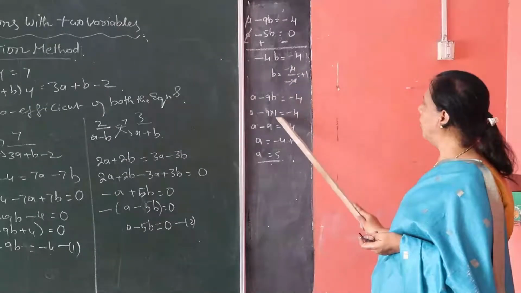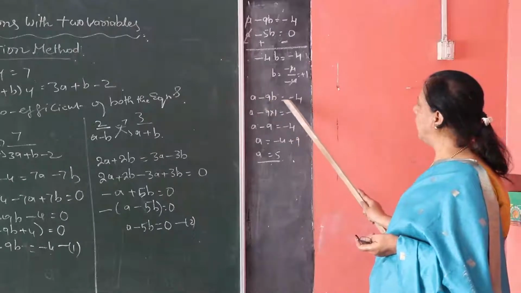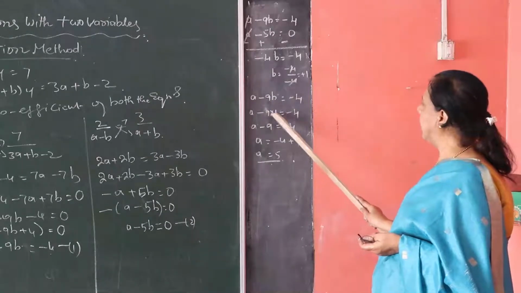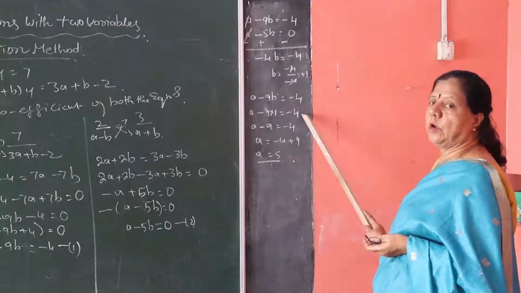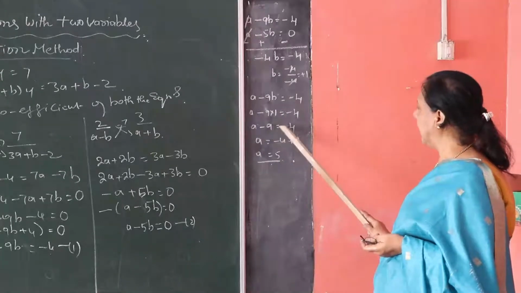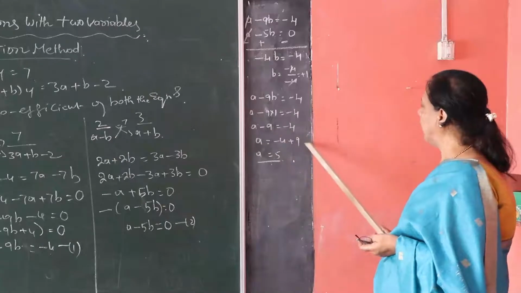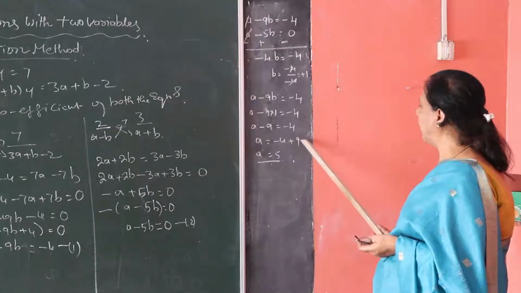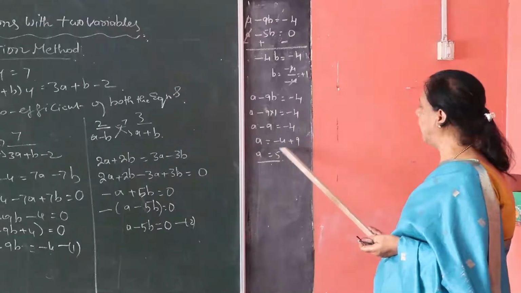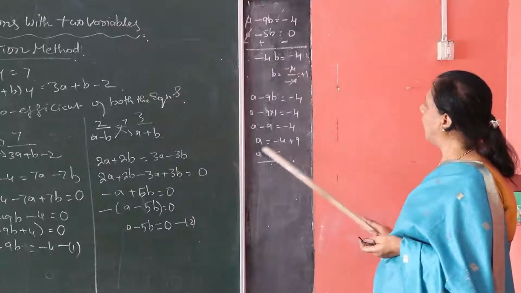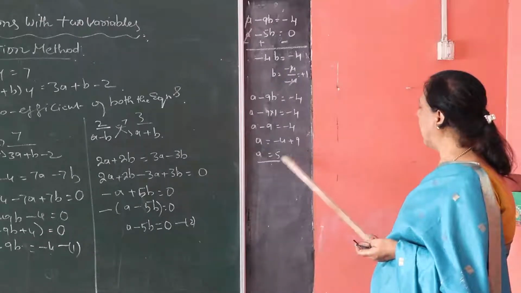Substitute b value is 1. a minus 9b is equal to minus 4. a minus 9 into 1 is equal to minus 4. a minus 9 is equal to minus 4. a is equal to, this goes to the right hand side, minus 4 plus 9, the greater number sign is plus, 5. Now you got the values of a and b: 5 and 1.